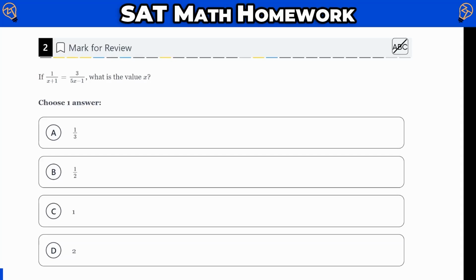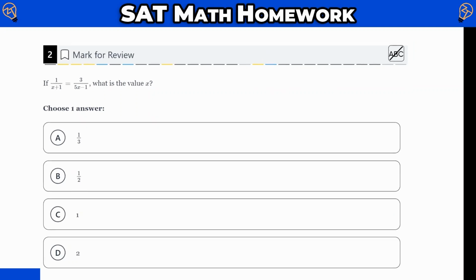So on a question like this, it wouldn't seem like Desmos would be a viable option, but it absolutely is. Whenever you have x on both sides and you're trying to find the solution, you're really trying to find the intersection of these two functions. But let's look at it a couple ways.